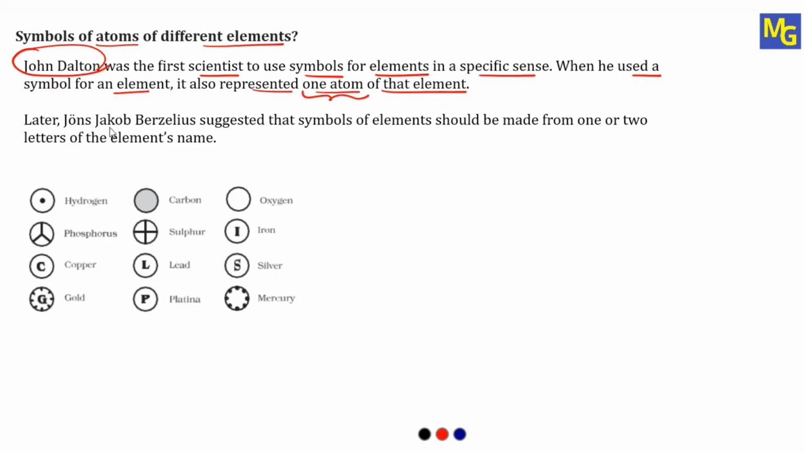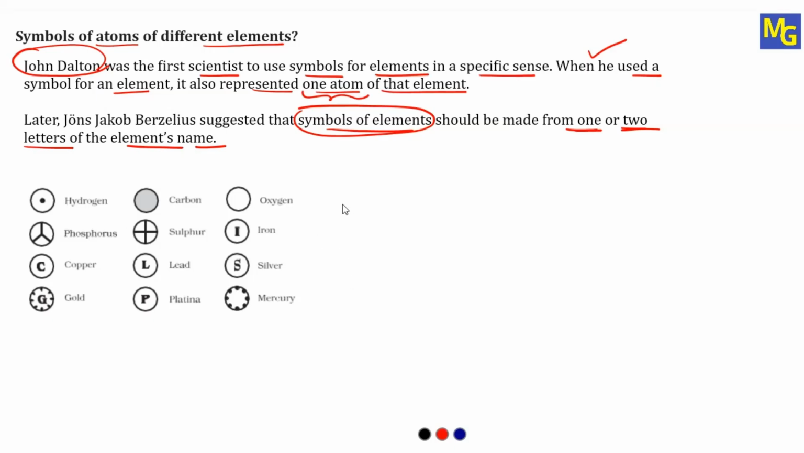Later John Jacob Berzelius suggested that symbols of elements should be made from one or two letters of the element's name. So after John Dalton, the scientist John Jacob Berzelius came, and he told us that to write the symbols of elements, we can use one or two letters of the element name. We'll explain this on this slide.